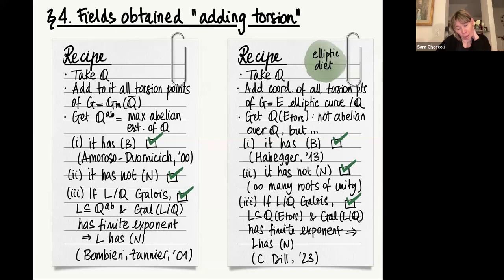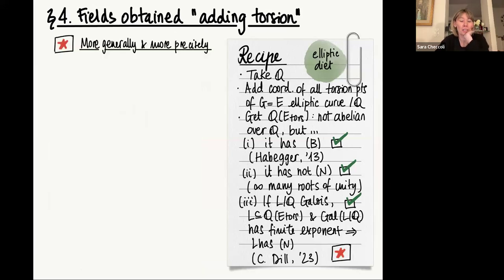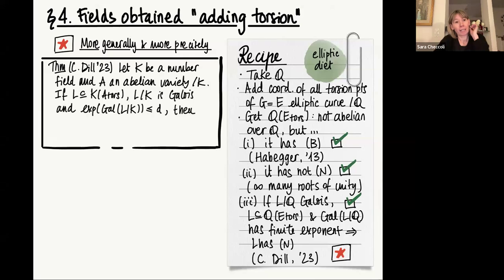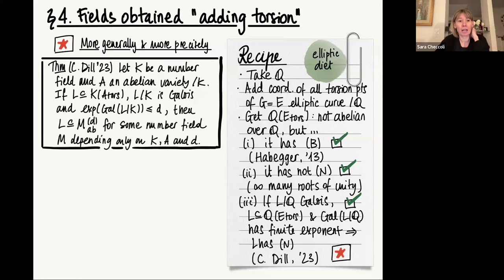So let me be a bit more precise about this result, which is a bit more general than this. What we proved with Gabriel is the following. If you take a number field K and an abelian variety A defined over K, then you look at a subfield, take L to be a subfield of K(A_tors). This is the analogous definition of Q(E_tors), and you can give it for abelian varieties. You take a subfield of K(A_tors) which is Galois and has Galois group with bounded exponent. Then what we prove is that L, your field, is contained in some field of the form M^(d)_ab for some number field M that depends only on the data of your problem: the number field K, the abelian variety A, and the bound d for the exponent.